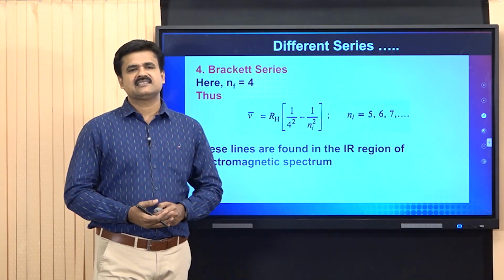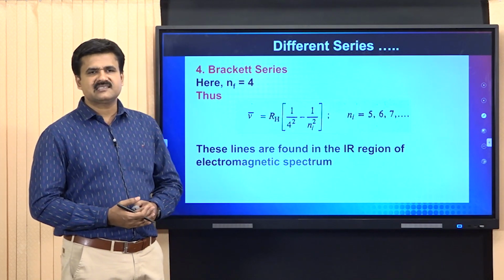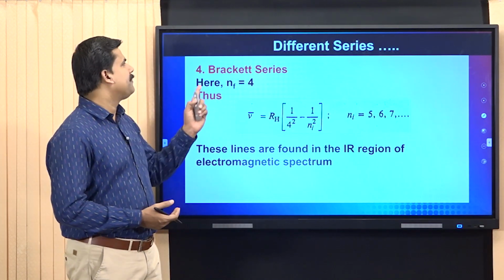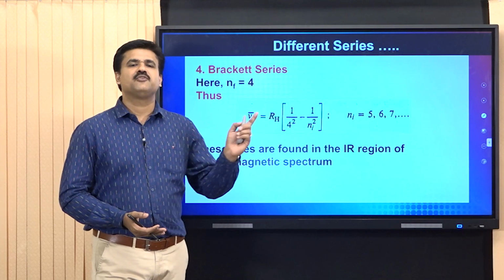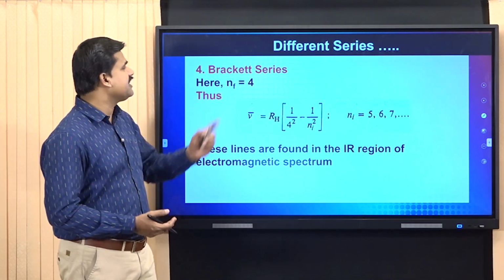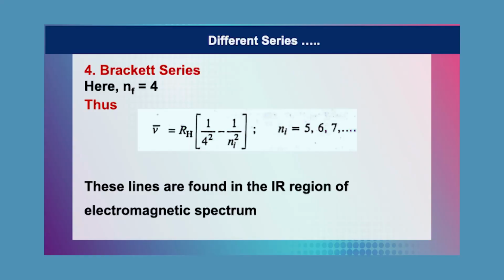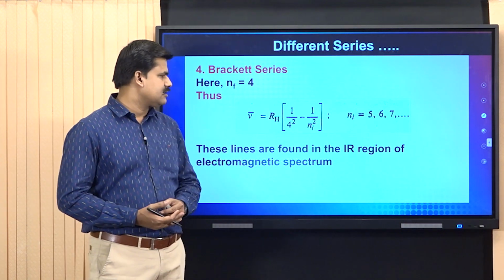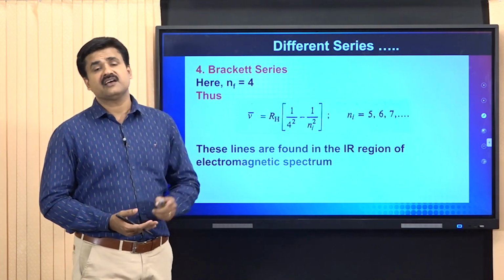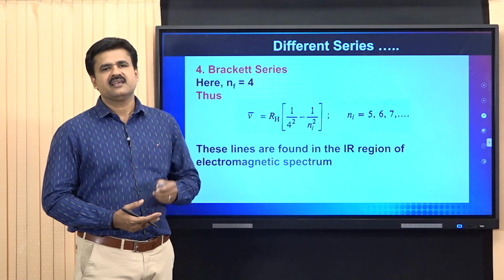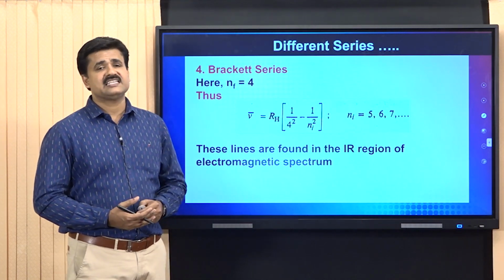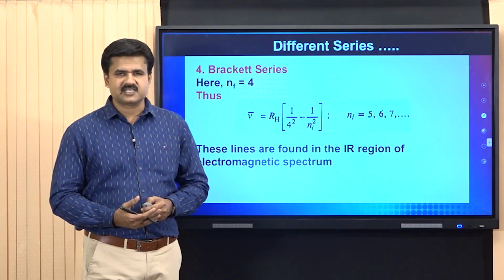The fourth series in the hydrogen spectrum is named the Brackett series. For the Brackett series, the n final is equal to 4 and n initial is 5, 6, 7, etc. That is, n initial is always greater than n final. These lines are found in the infrared region, preferably in the middle infrared region of the electromagnetic spectrum.